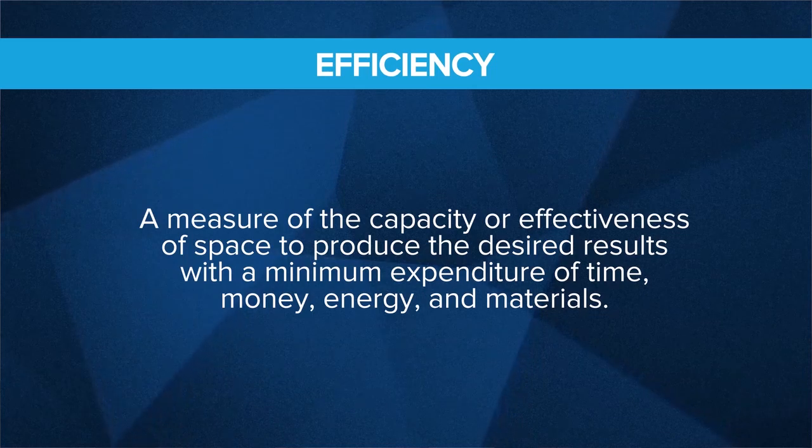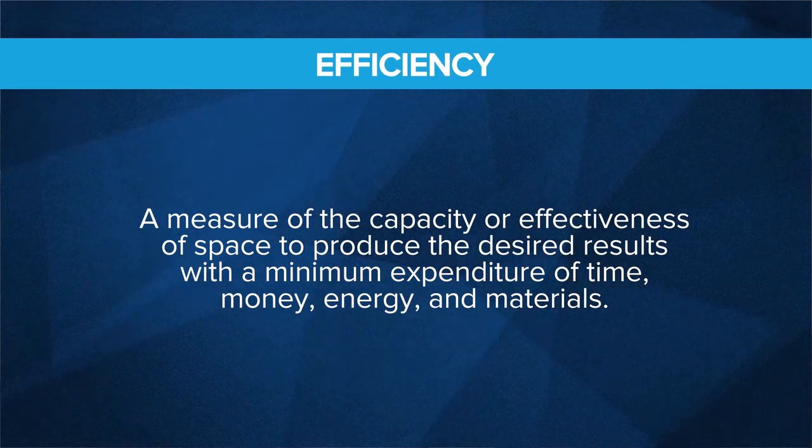So here we go. Efficiency: a measure of the capacity or effectiveness of space to produce the desired results with a minimum expenditure of time, money, energy, and materials. What does that mean? Basically it means how does the space lay out for your intended use? If you're in an industrial building, in a manufacturing plant, and you have these big machines, but the building has huge columns that come down, so you have to have the equipment spread out, that wouldn't be very efficient. Or in an office use, maybe the layout of the building is a triangle, something unusual, and you can get fewer offices in that size space than you could if it was a rectangle. That would be less efficient in that scenario.